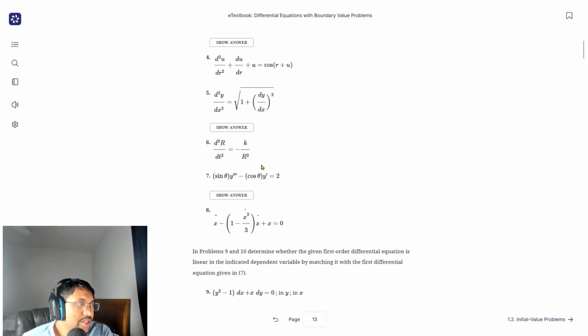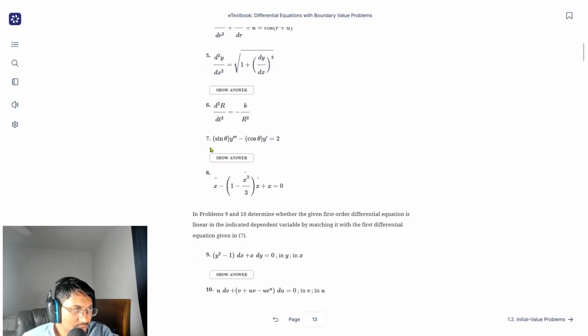And because r is being raised to the negative 2 power, you could say you imagine this as just being r to the negative 2, then this also does violate linearity. So this is a nonlinear second order differential equation in terms of r.